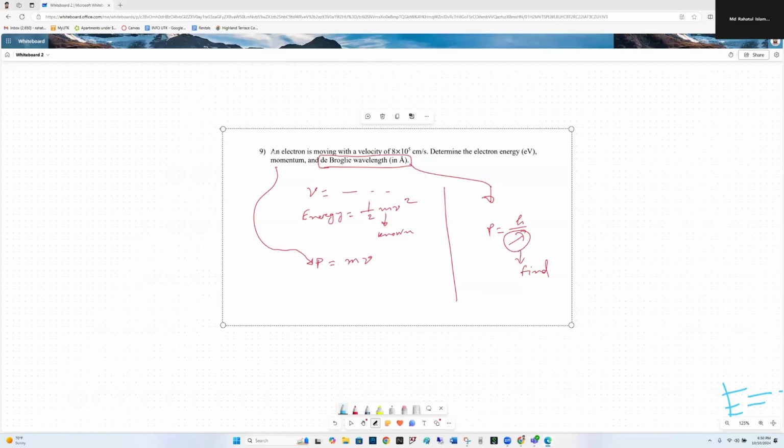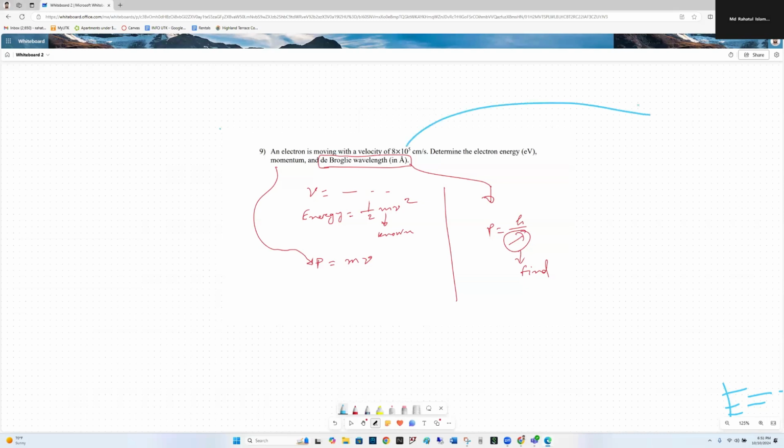So in this problem 9, an electron is moving with a velocity v. So v is given. Determine the electron energy, I mean E has to be calculated. Energy, momentum, and de Broglie wavelength, I mean lambda. So as this is an electron, we also know the value of m. I mean the mass of the electron is 9.11 into 10 to the minus 31 kg. So you have to calculate these three values.